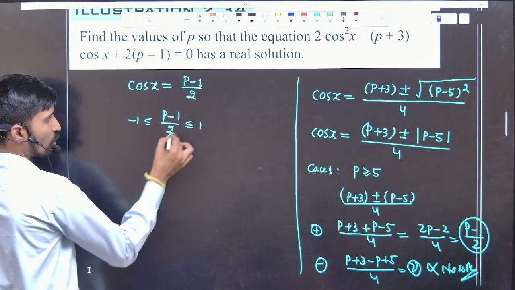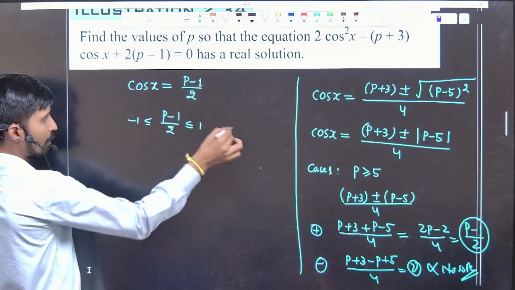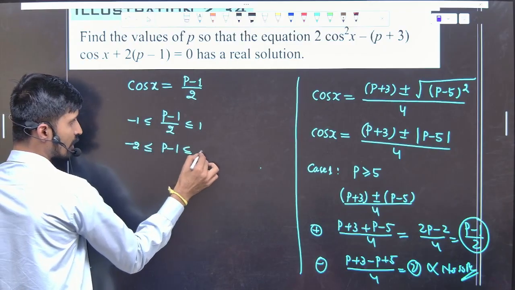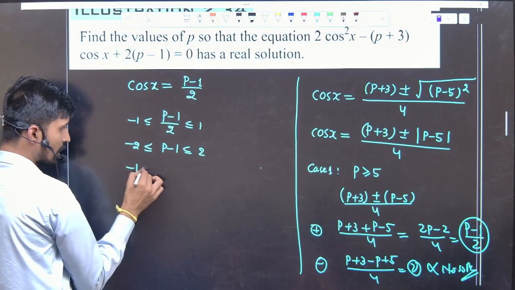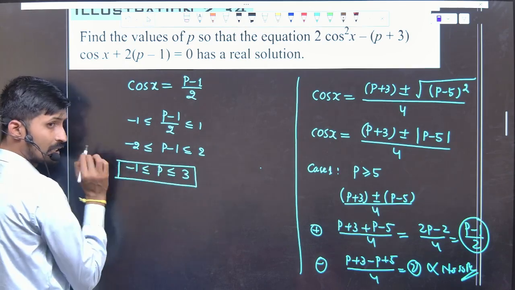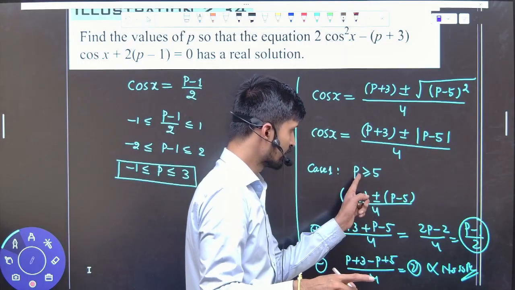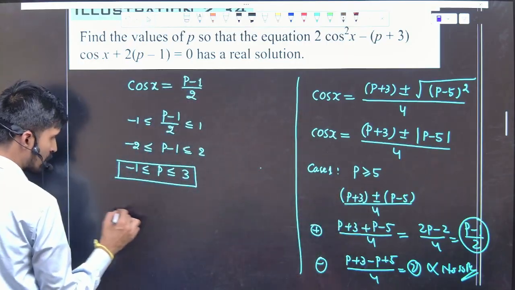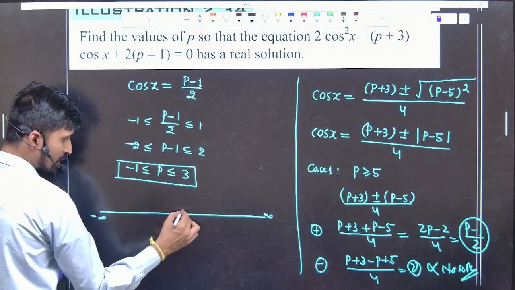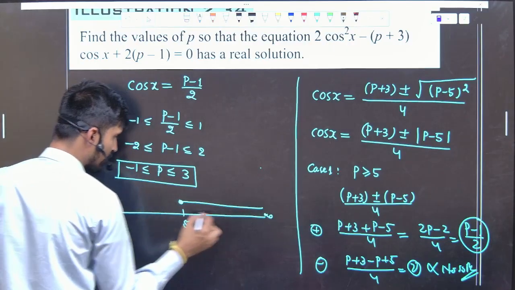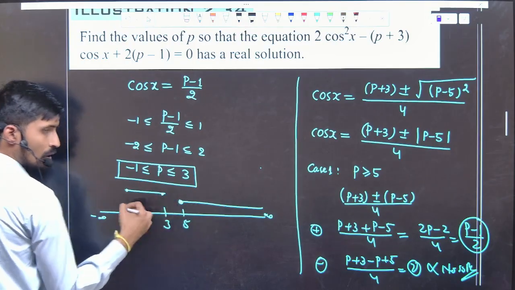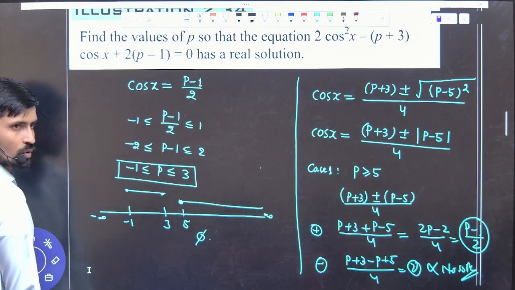So what I will do here, 2 is a positive number. A positive number we can multiply in this. So that will become minus 2 less than or equal to p minus 1 less than or equal to 2. Now I'll add 1. This will become minus 1 less than or equal to p less than or equal to 3. So what value of p are we getting? Minus 1 to 3. But what is this case, Jayasri? P is greater than or equal to 5. Right, here minus infinity to plus infinity. This case is for greater than or equal to 5. And what answer are we getting? No intersection. So here we'll get no solution.